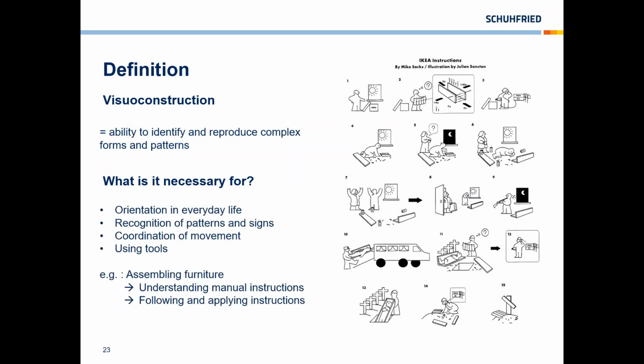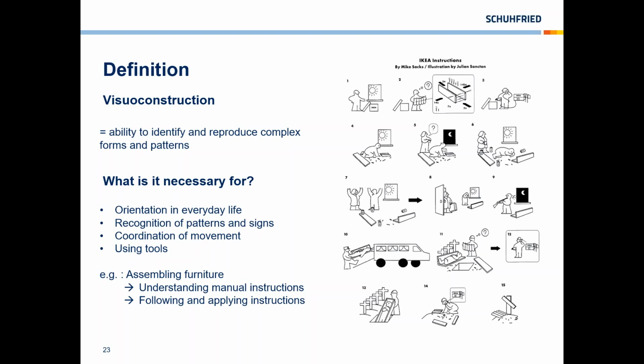What is it necessary for? I need this for orientation in everyday life. I always have to recognize patterns and signs in my life and coordinate my movement accordingly, and use tools too. Every day I use tools. Every time I am having dinner, I'm using tools. Another very good example is, of course, assembling furniture. I think all of us have once in our life built an IKEA furniture, and it's basically that. That is visual construction.